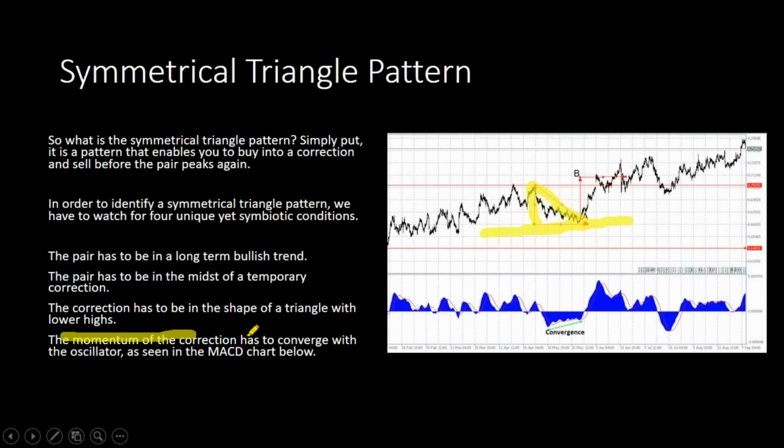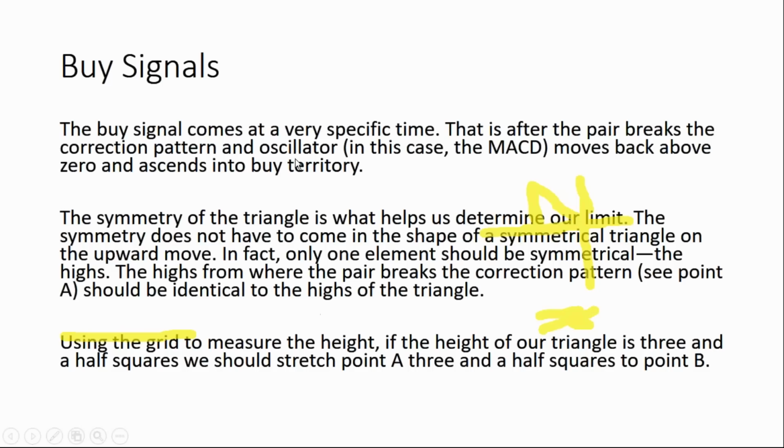The momentum of the correction has to converge with the oscillator as seen in the MACD chart below. So what we're doing is combining this with MACD, and we're also seeing the same pattern develop in the MACD. We're getting a convergence in the MACD histogram and between the MACD line and the moving average line, and it's giving us an entry point. So what it's telling us is to enter the market here, and we would look for the correction at that point to be equal to the vertical line. And this is called a symmetrical triangle trading strategy.